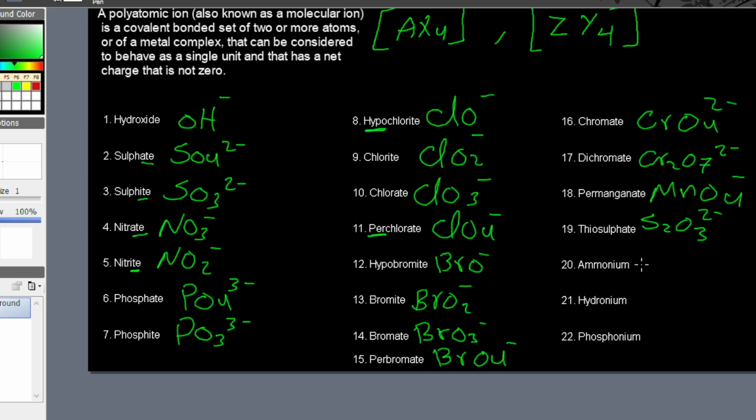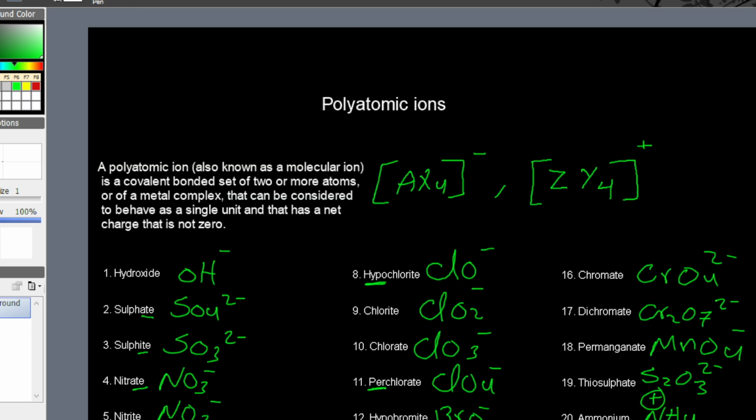Then we move into the positively charged polyatomic ions. We have here the ammonium, which is NH4, 1 positive. Hydronium, H3O, 1 positive. Phosphonium, PH4, 1 positive. So maybe we can take some practice problems here.